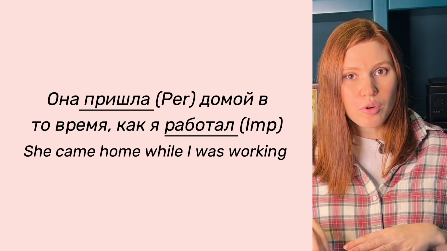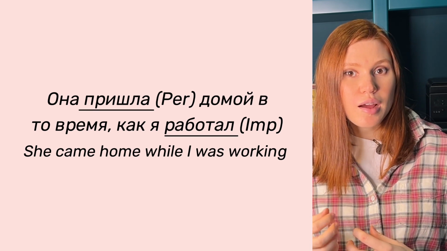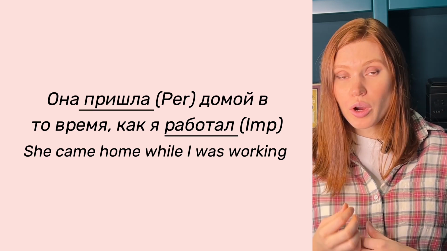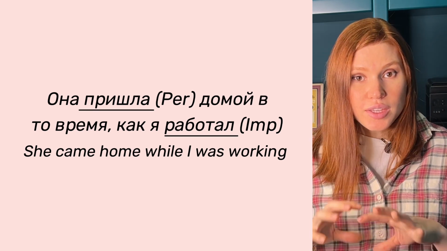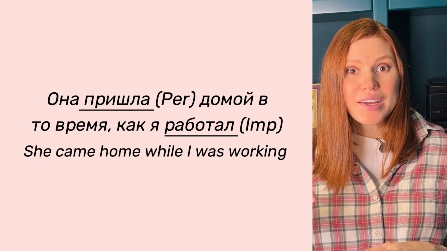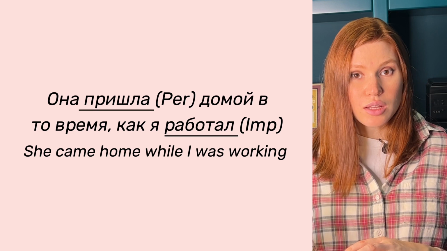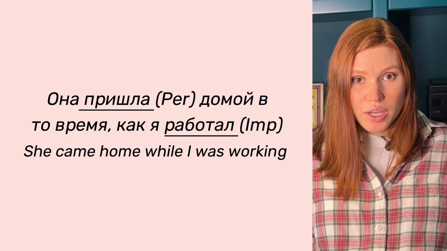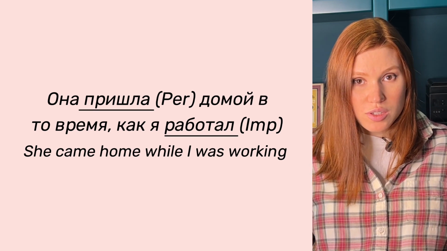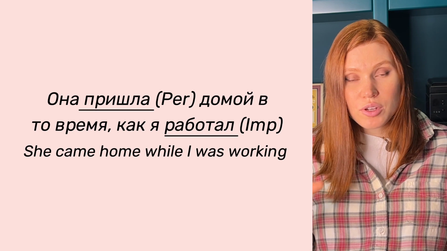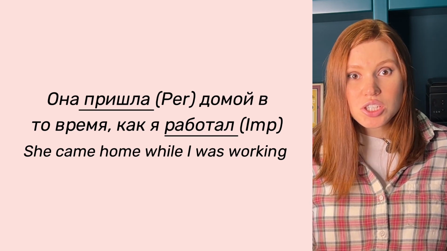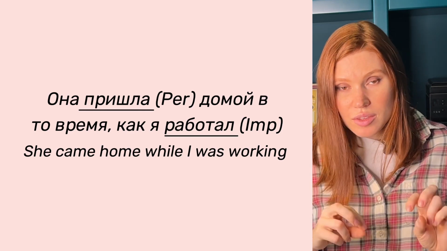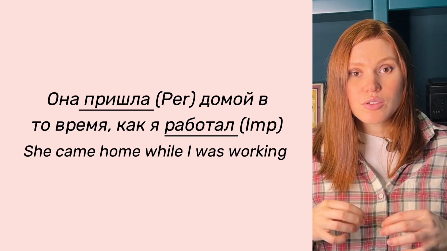Она пришла домой в то время, как я работал. She came home while I was working. So here, в то время, как я работал, работал, this is the imperfective form. So this is a long action, you can imagine. So he's talking about his situation. He was working, for example, 3 hours, and she just came home. So this process of coming home is much shorter than working.